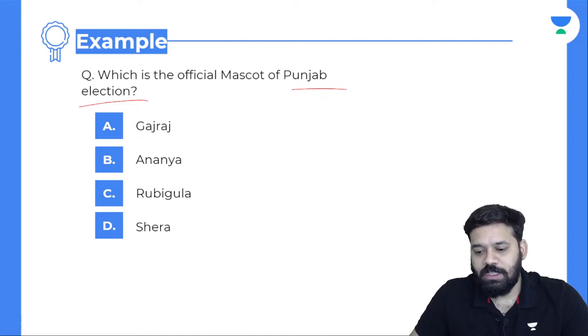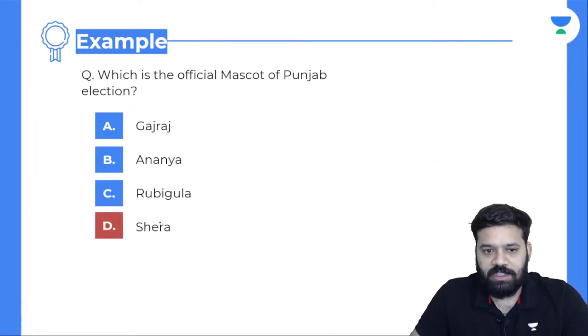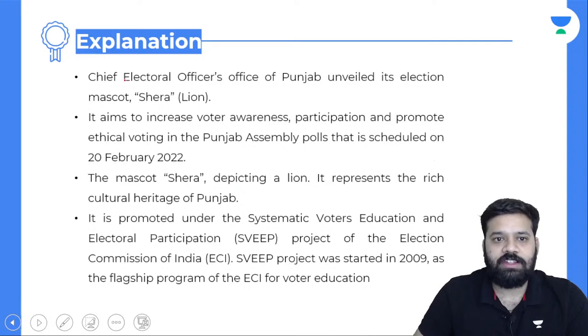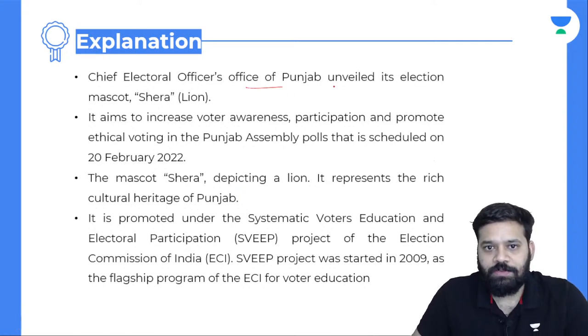Official mascot of Punjab election. Right answer here is Shera. Yes, Himanshi, right answer. Shera is the right answer. More on this. Chief Electoral Officer's Office of Punjab unveiled its election mascot, that is Shera.